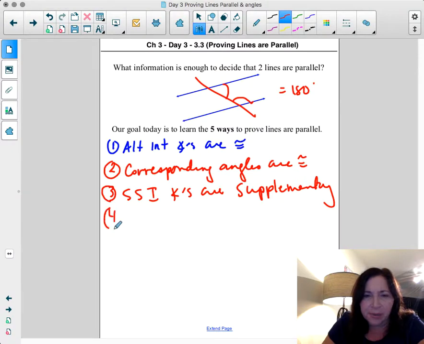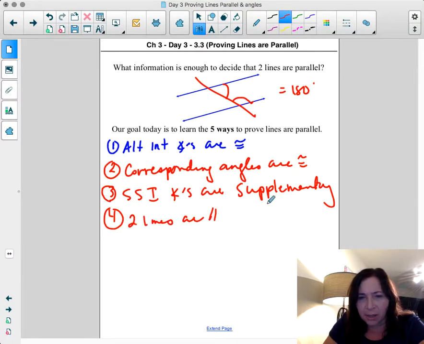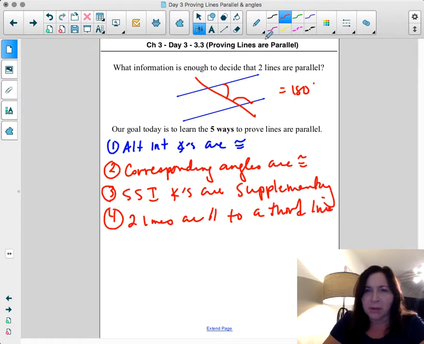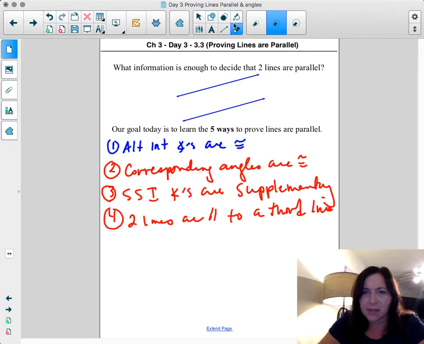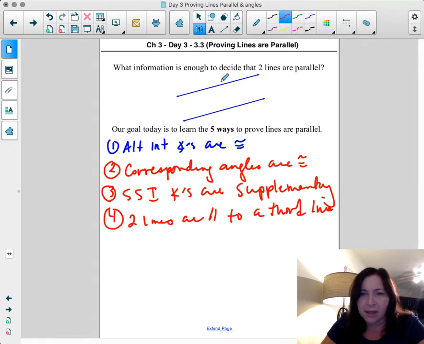The fourth way to prove that two lines are parallel would be to show that two lines are parallel to a third line. And what that would look like would be something like this, where we already know that this line is parallel to this line. Well, if I had another line, and I could show that this line here is parallel to this line here, then I would say that this line on top is parallel to this line on the bottom.